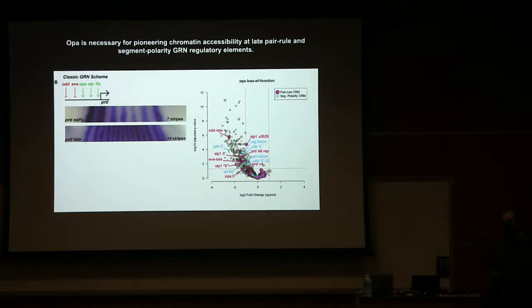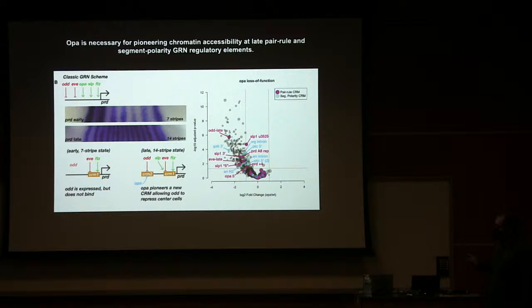We have no way to account for this if we don't incorporate a time axis into this regulatory network. Now, knowing that odd-paired is functioning as a pioneer, we have a potential mechanistic way to approach this, suggesting that the critical repressor for generating this 14-stripe pattern, although it may be expressed, may not be able to interact with and regulate this gene until odd-paired comes along, opening up this enhancer and now allowing for this repressed center stripe pattern to occur.